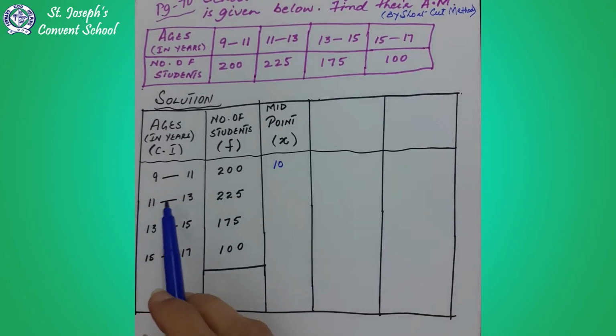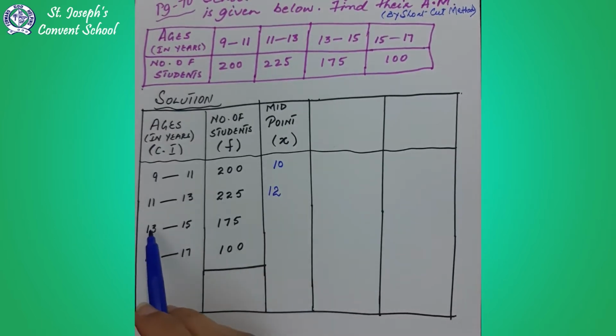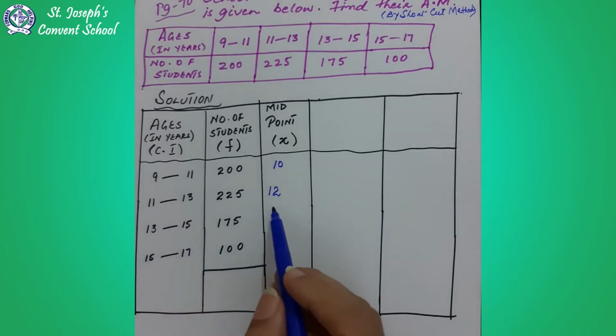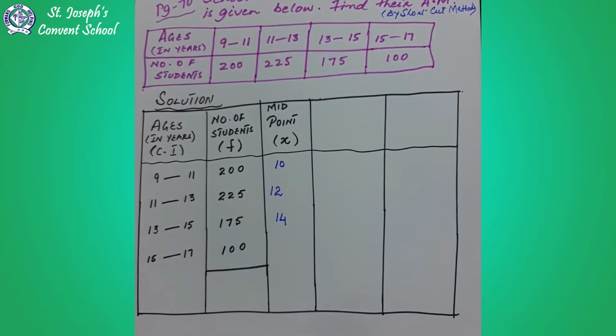Same here, 11 till 13 means 11, 12, 13. So the middle number is 12. Next is 13 till 15, meaning 13, 14, 15. So 14 is the middle number. This one is 15 till 17. It means 15, 16 and 17, right? So 16 is the middle value. So this way you can find the midpoint, the middle value of the class interval column, the first column.